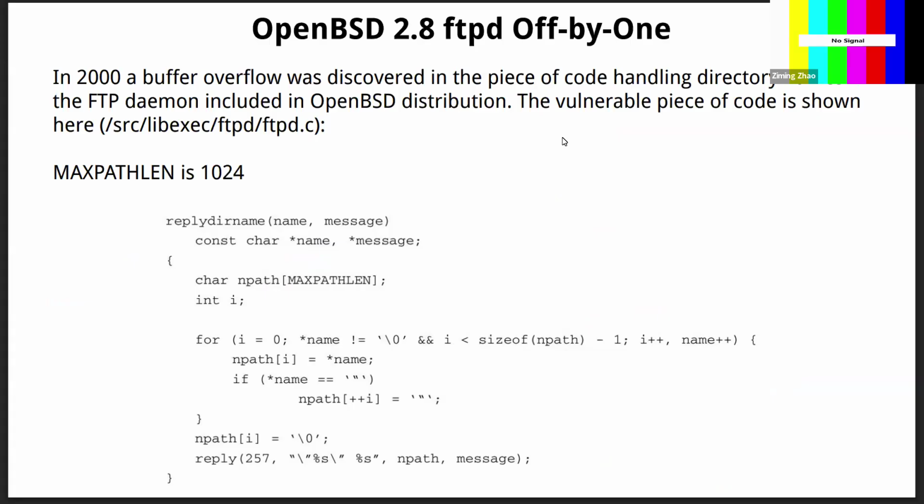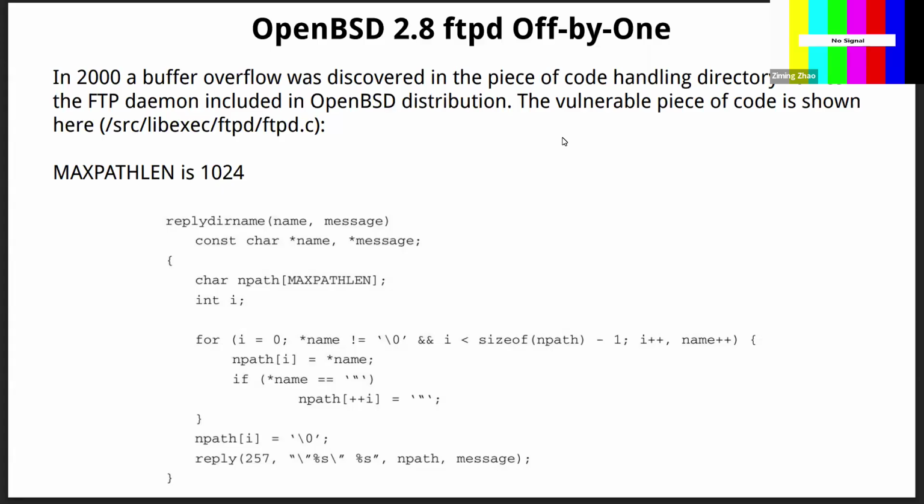This is in 2000, another buffer overflow, but this buffer overflow is not as straightforward as the previous one or as the one we saw in the class. Here we have a local variable, char n-pads, which has a fixed size, obviously, and the size here is 1024 bytes. That's the size of this buffer.